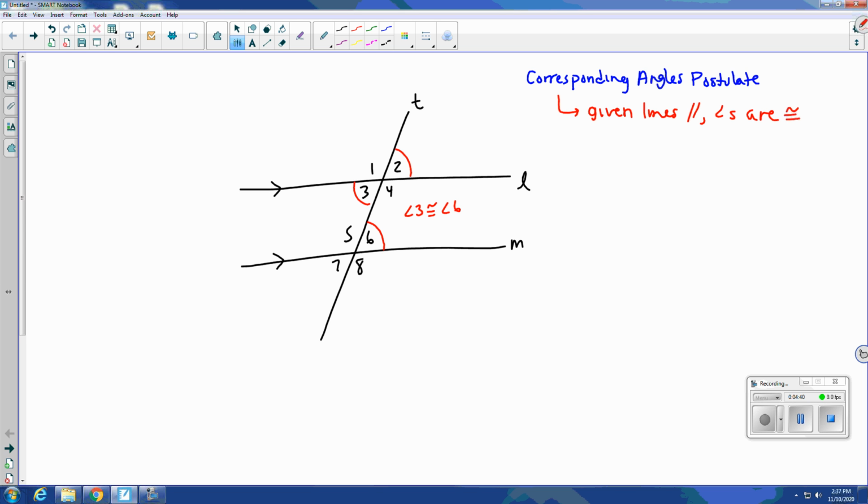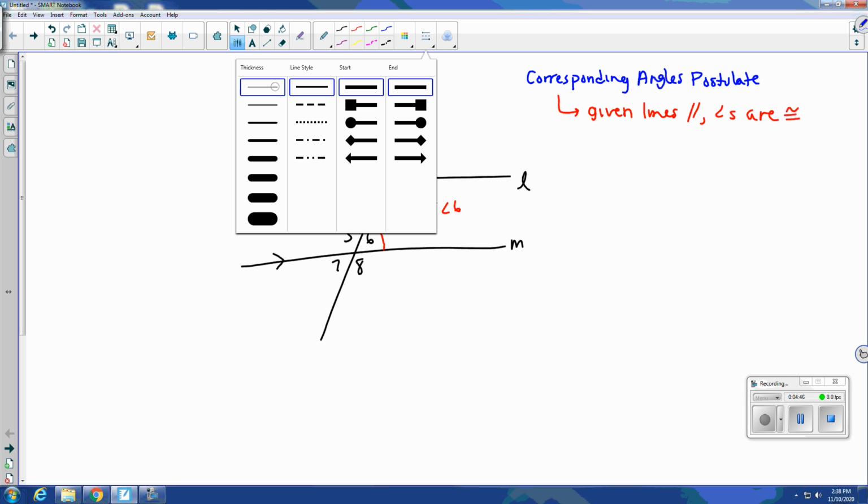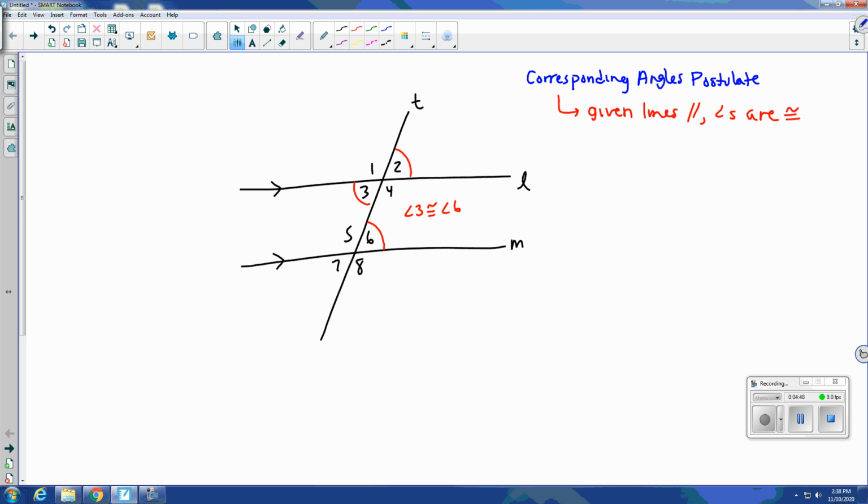Now, what's the relationship between 3 and 6? Those angles are called alternate interior angles. Therefore, we can come up with another theorem. We think that alternate interior angles are congruent, and they are. Theorems do require proof, and our proof is going to be based off of the corresponding angles postulate.